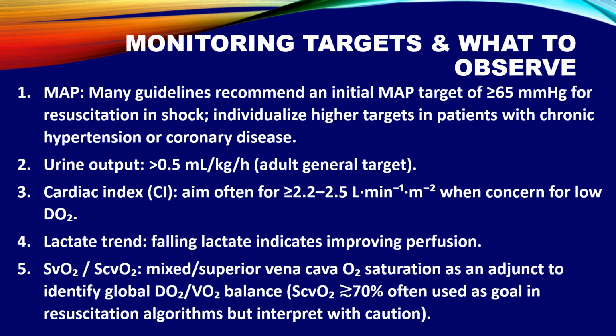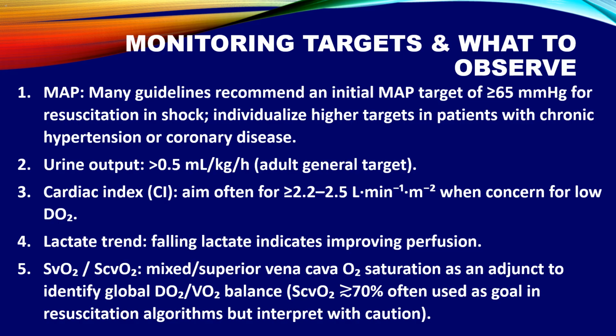Monitoring targets and what to observe. Monitoring targets in shock management. 1. Mean arterial pressure (MAP). Many guidelines recommend an initial MAP target of greater than or equal to 65 mmHg for resuscitation in shock, with individualized higher targets for patients with chronic hypertension or coronary disease.